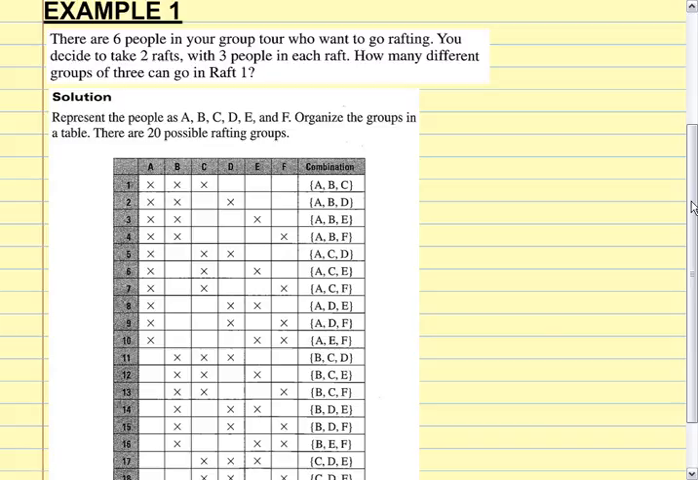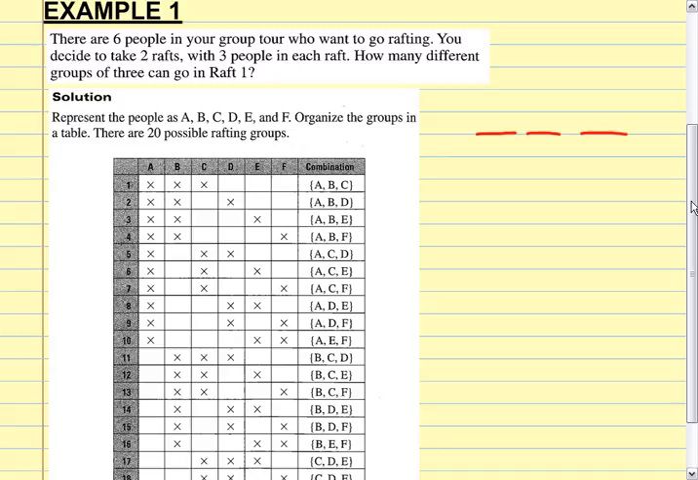So here we go. Example 1 says there are 6 people in your group tour who want to go rafting. You decide to take 2 rafts with 3 people in each raft. How many different groups of 3 can go in raft 1? So I'm looking for raft number 1, and we can fit 3 people in there. Does the order in which they sit matter? No. Okay. So we're looking for combinations. We're not looking for permutations.